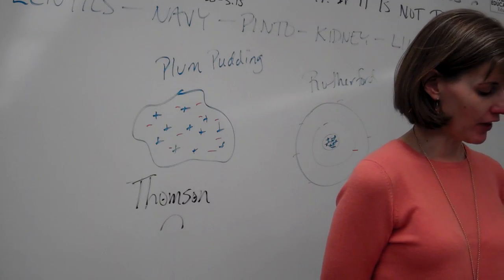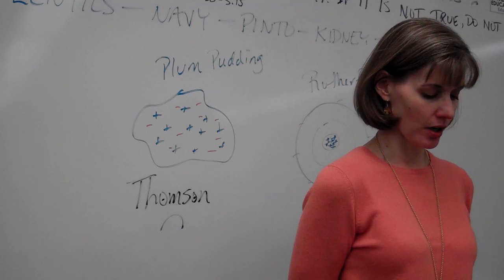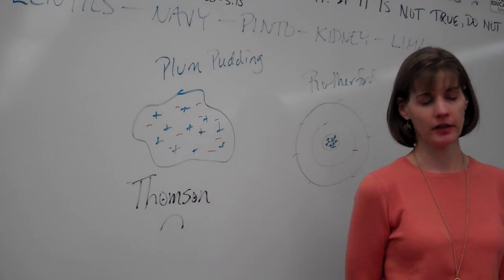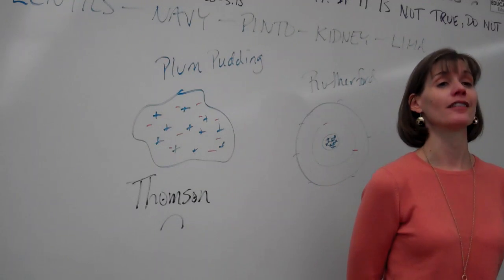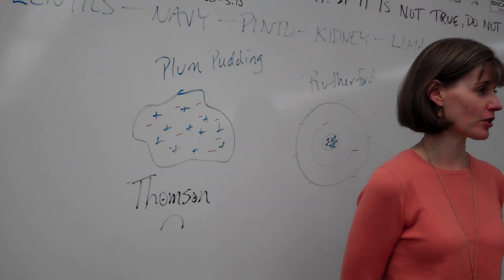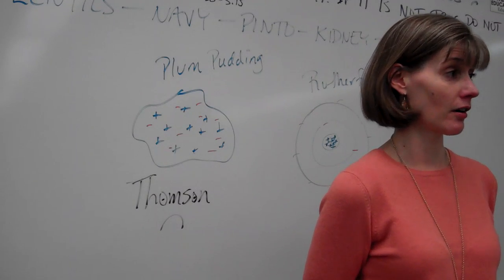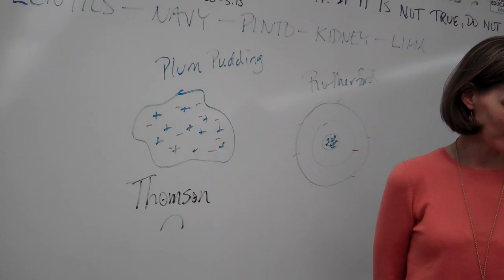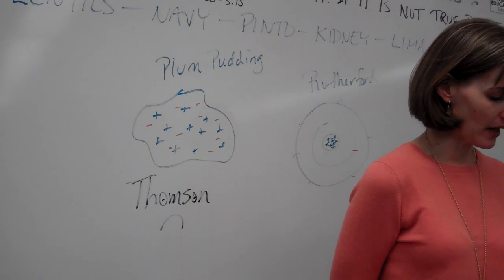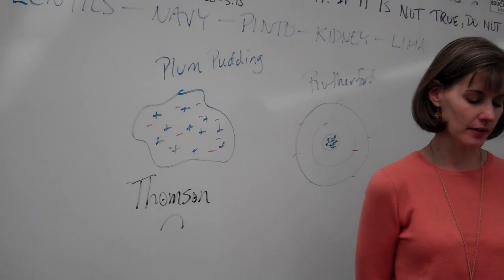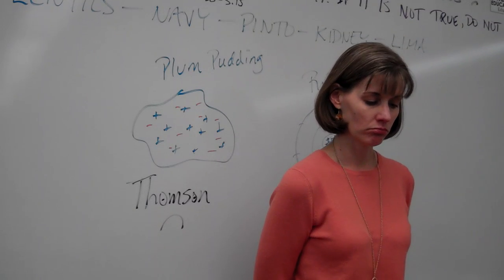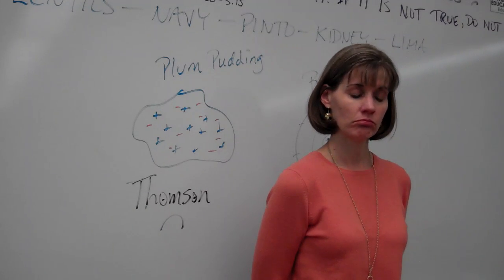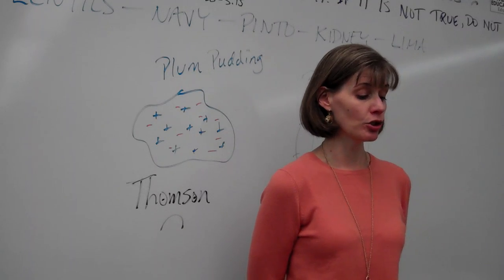Number 9, define the atomic number of an atom. I think we've gone over that a couple times. The number of protons. Is this test going to be easy so far? Yes. Number 10, describe why the number of protons and electrons are equal. Neutral charge. So it has a neutral charge.